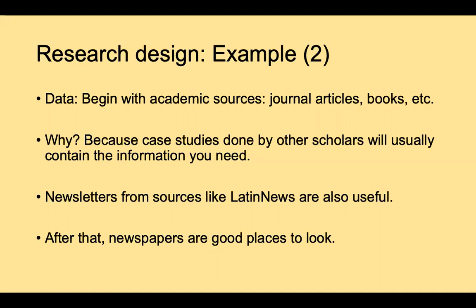There are many good journals, for example, in Latin American politics. If you go to Google Scholar and type in journals, Latin American politics, you'll get a list of them. You can also access them through the database online with the UC Merced Library. But start with those, because those are the places where you'll find neatly organized information, often well written. You just need to be open to finding it and looking for it.